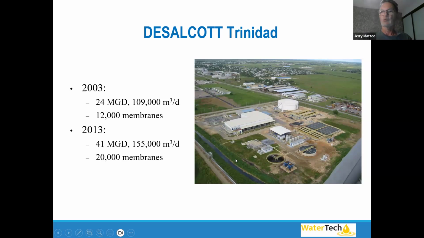drinking, but a lot of it, this complex is in Point Lisas, and that's a big industrial complex. So a lot of the water is used in the industry there.